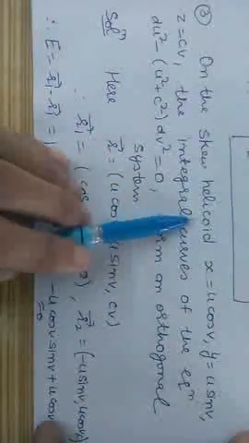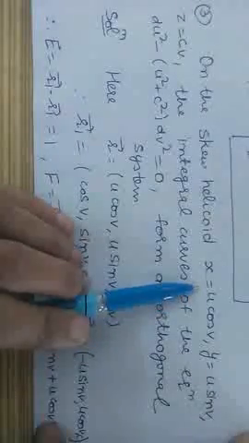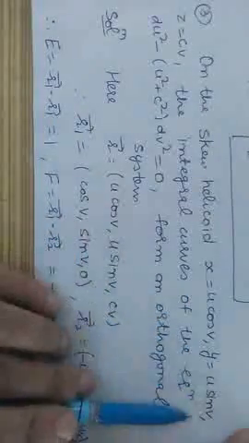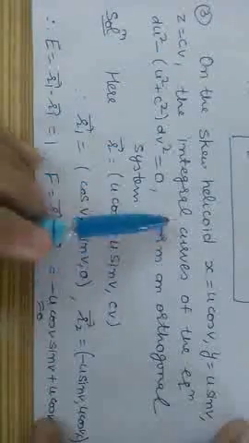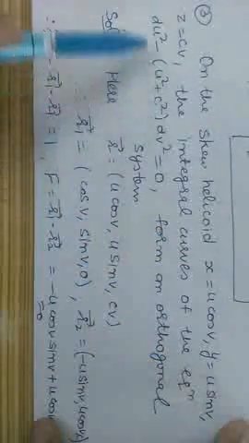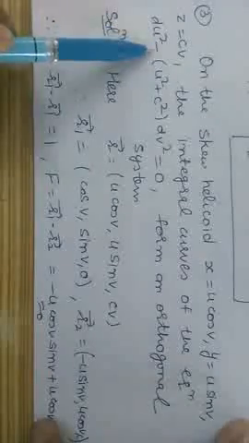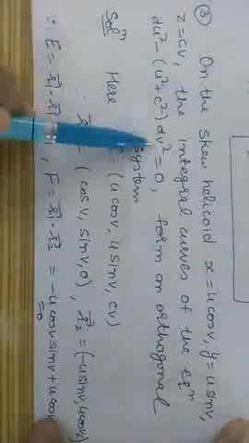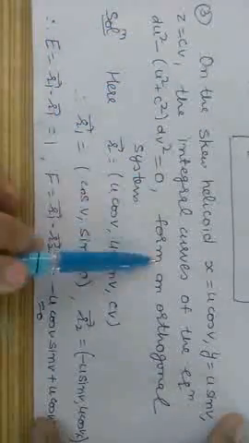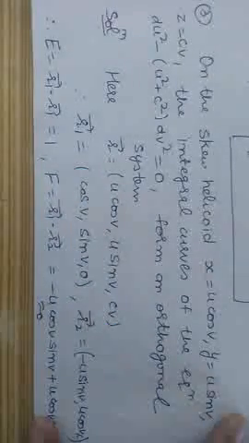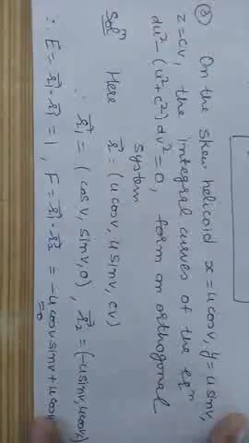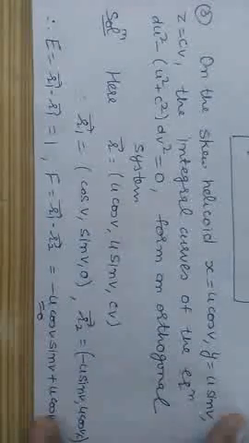Now the next problem is, on the skew helicoid, x is equal to u cos v, y is equal to u sin v, z is equal to cv. We have to prove that the curves of the equation du square minus u square plus c square into dv square is equal to 0 form an orthogonal system. So in order to prove this, first of all we require the fundamental coefficients E, F and G. So let us find them.